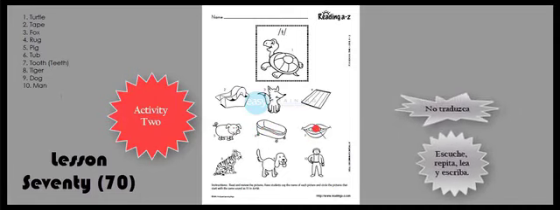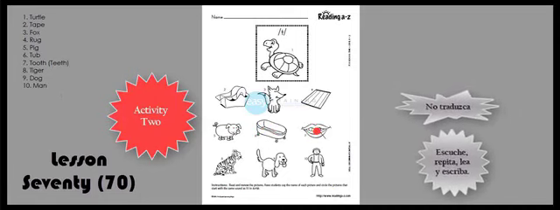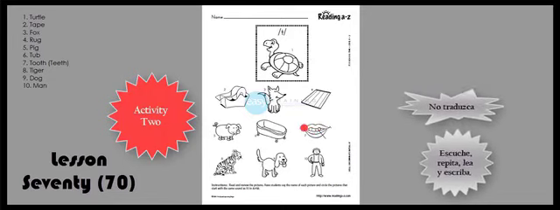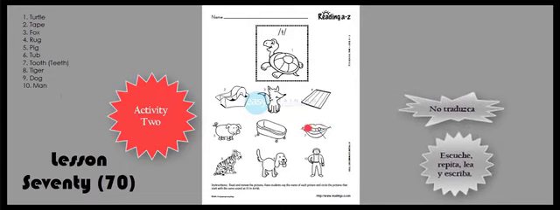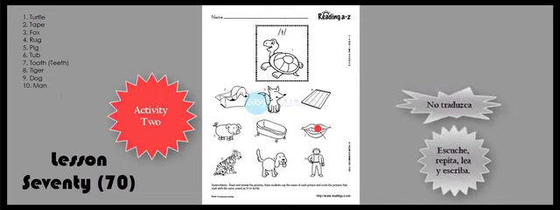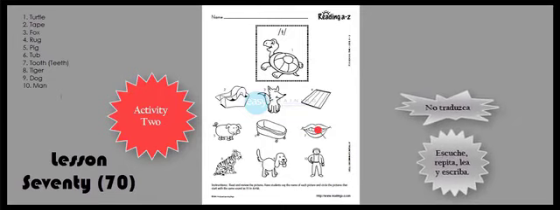Tooth is singular for one, pero dos o más se dice teeth. Aquí vemos varios teeth. Dentro de esta boca se está mostrando varios teeth. One tooth, y se está señalando solo one tooth.